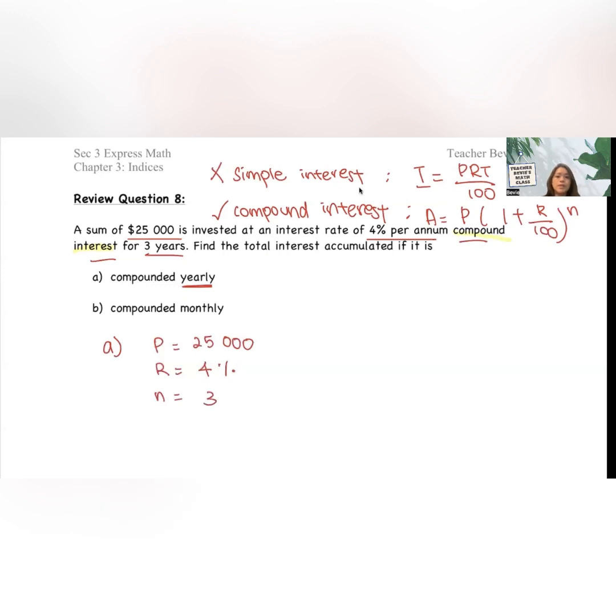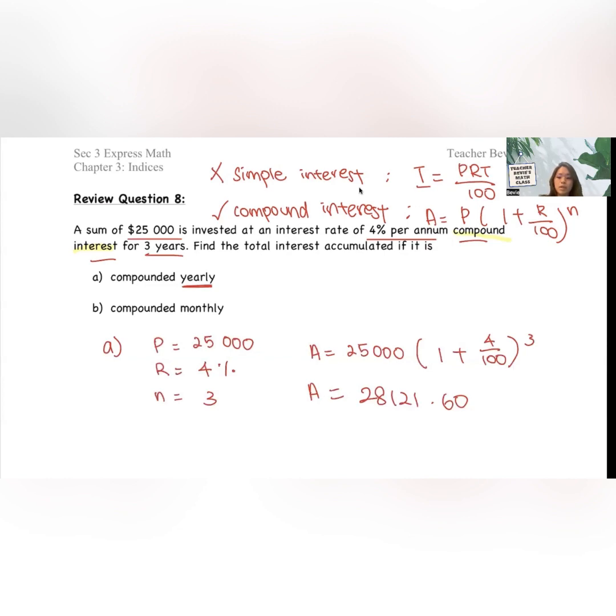So now I can basically just put all these values inside my formula, which is A, P is 25,000, 1 plus R over 100 to the power of N. And with the help of my calculator, I should get 28121.60. And keep in mind, A, it's the amount of principal plus interest.